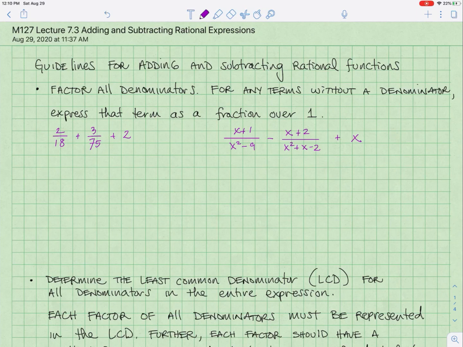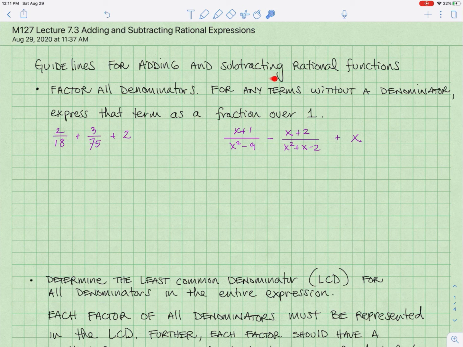This is the introduction to section 7.3 where we'll be adding and subtracting rational expressions. What I'd like to do right now is go through the guidelines of performing such an operation. And I want to do it under the guise of these two problems I have in purple down here. One is just adding fractions and one's an actual rational expression. So let's take a look at the similarities and how both of these guidelines are going to apply in both of these scenarios.